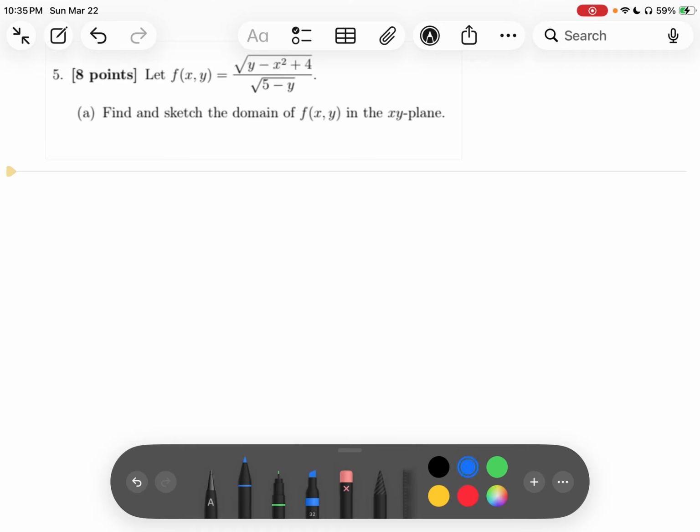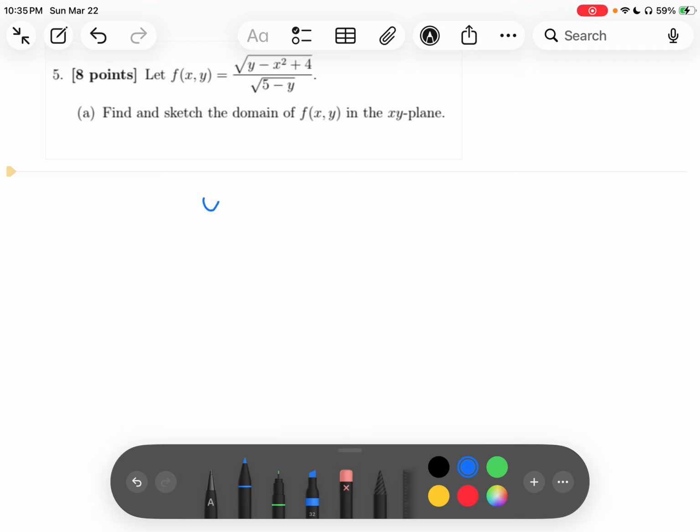Okay, so for this question, we're going to have to find the domain of the function f, which is a function of x and y. And in order to find the domain of a function, we need to find the values x and y where the function exists. Notice that this function has a square root in both the denominator and numerator, and square root functions only exist when the thing inside the square root is greater than or equal to 0.